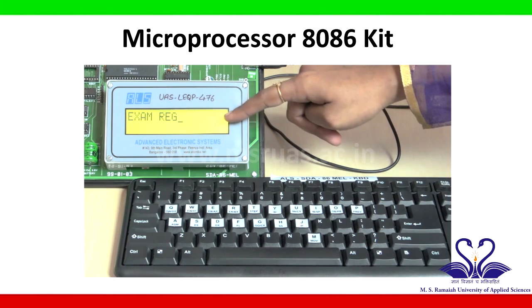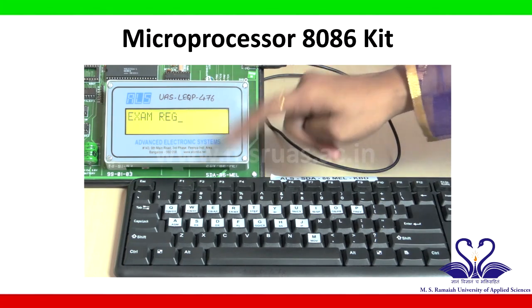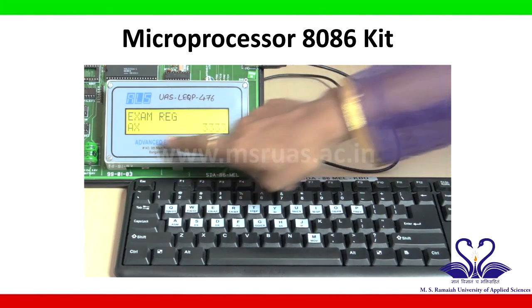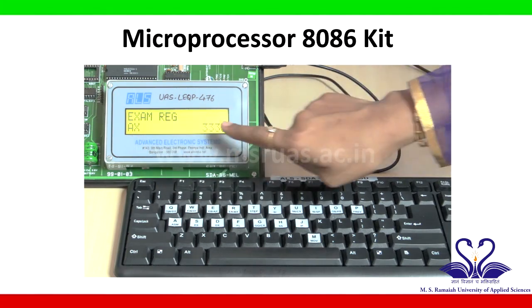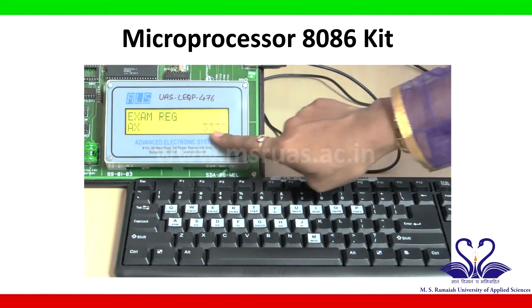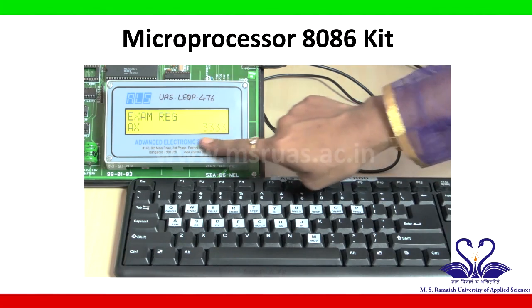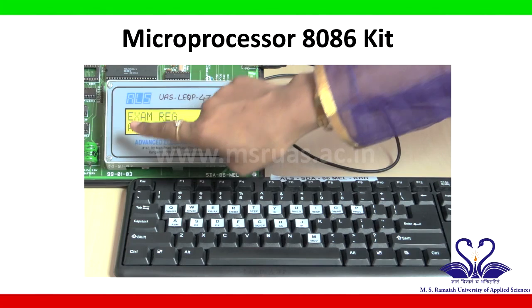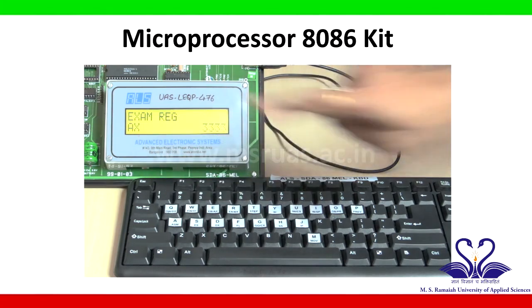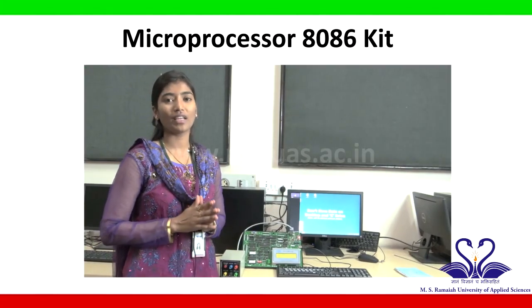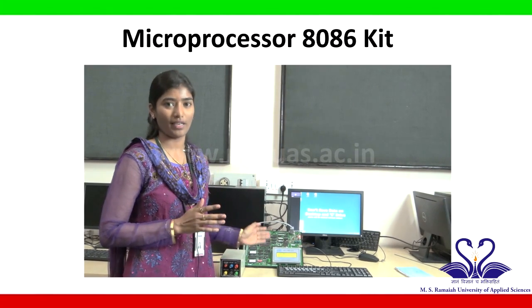Now the result is present in the register AX. So press E so that the accumulator register is displayed and the result is 3333. Since we have added 1111 plus 2222, the result is 3333 and it is stored in AX register. This is how the programming is done using microprocessor kit.